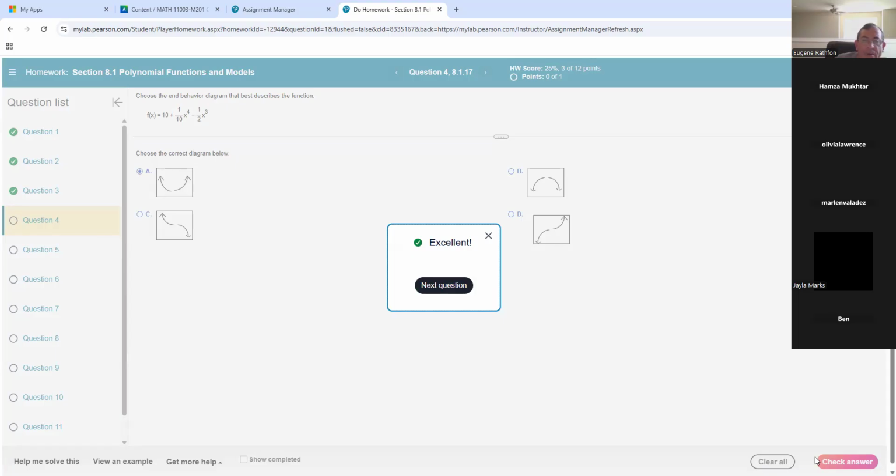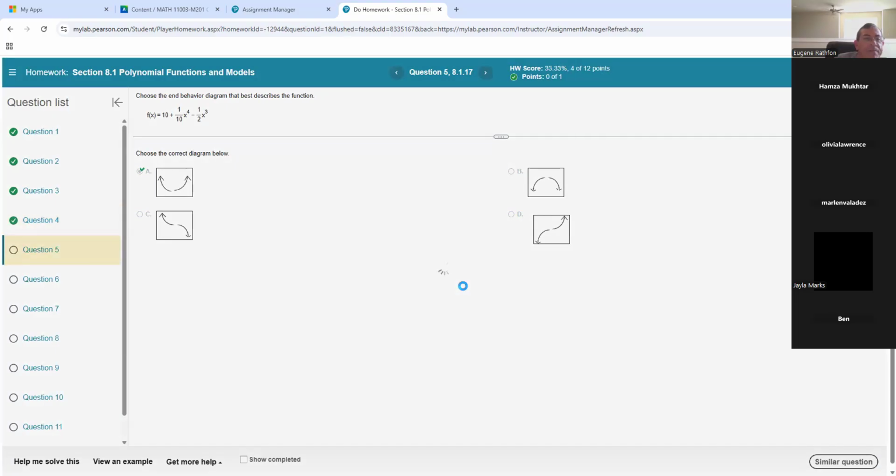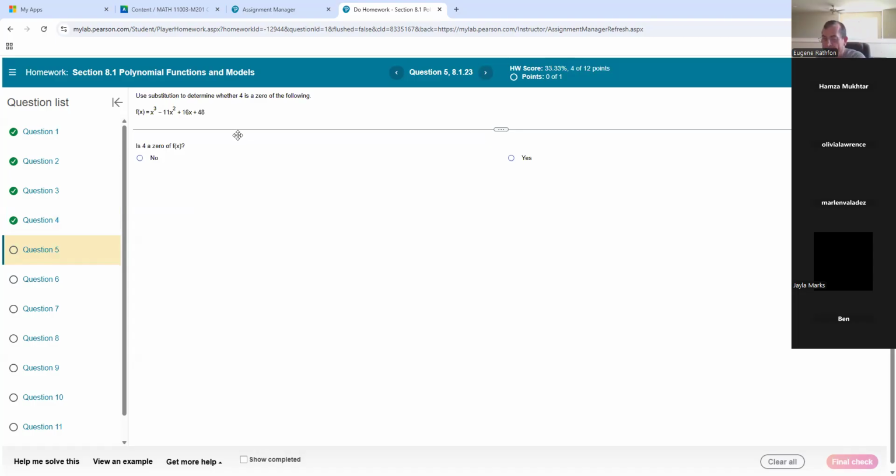Hey, y'all, so that's how they start out on that. Then we get into stuff like, so let me write this one down. They want us to use substitution and determine if 4 is a zero of the following. They got f of x equals x cubed minus 11x squared plus 16x plus 48. So they want to know if that 4 is a zero of the following.